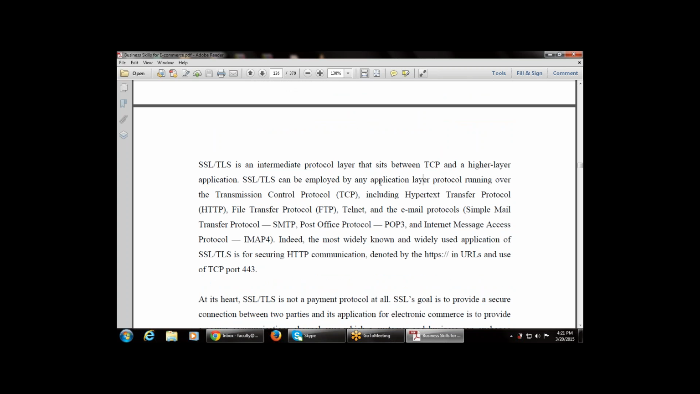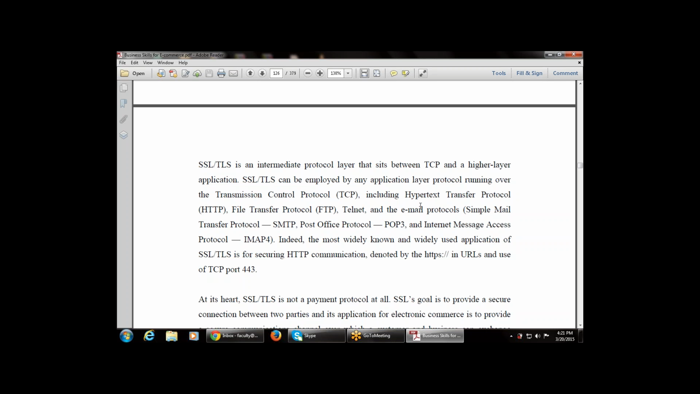SSL is used with many protocols like TCP, that is the Transmission Control Protocol, HTTP, FTP, Telnet, and email protocols like SMTP, POP3, and Internet Message Access Protocol. So SSL includes so many protocols, like HTTP, TCP, FTP, and many other protocols that are used for emailing.